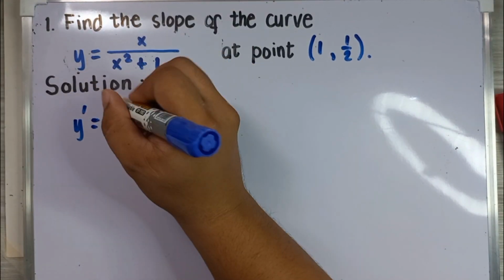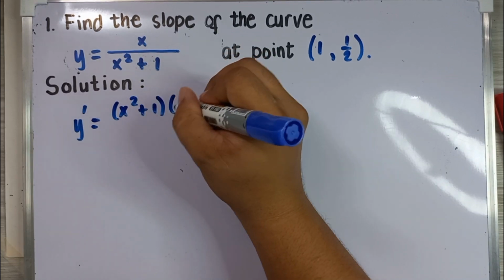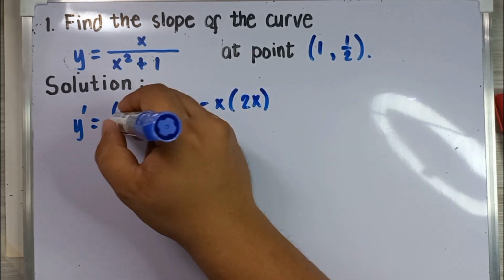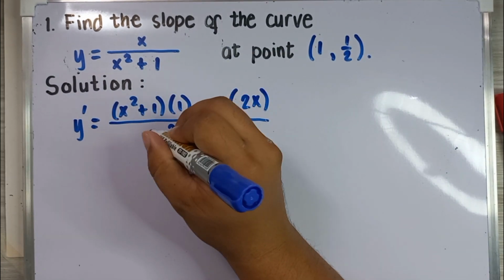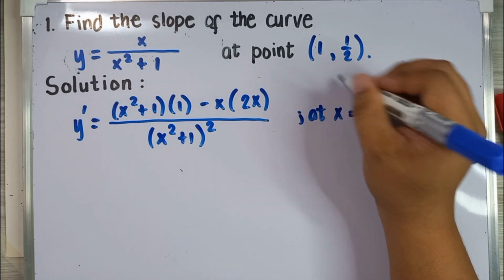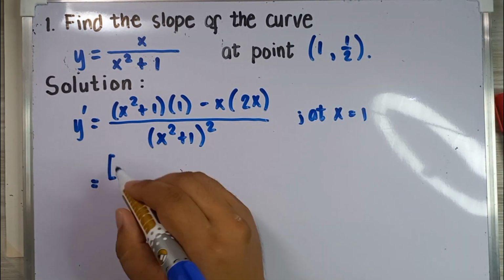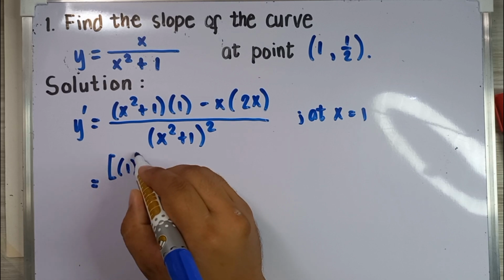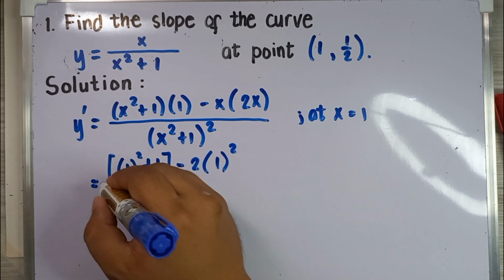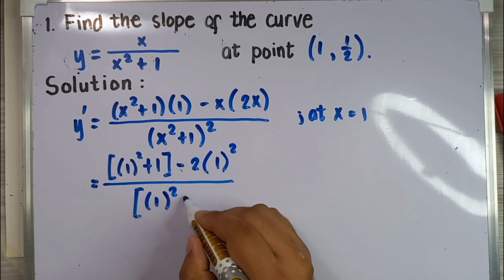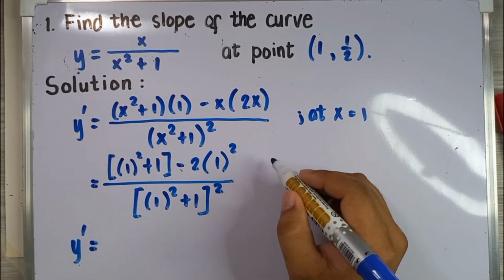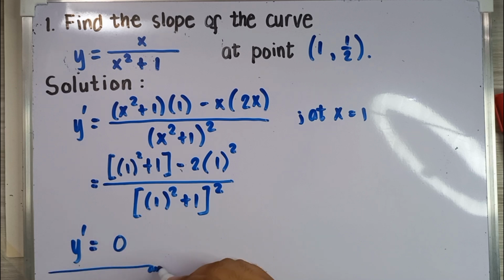The curve this time is y equals x divided by quantity of x squared plus 1. We have to solve for the slope at point 1, 1/2. Now, we will be using the quotient formula. The value of our slope is 0. This means that the tangent line at this point is horizontal.